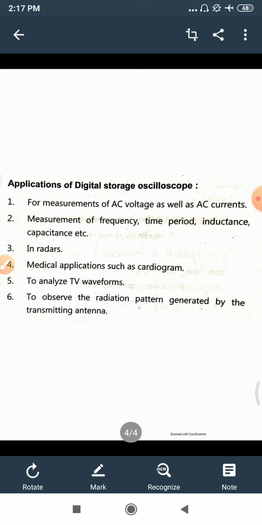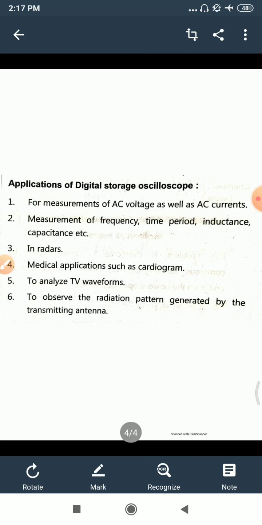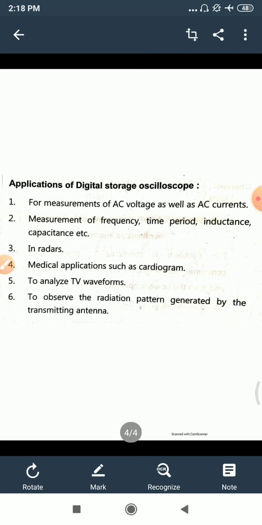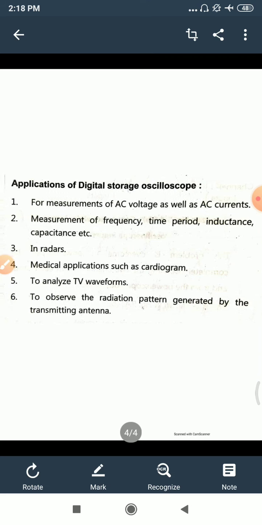It is mostly used in radar systems. Again, in medical applications it is used for plotting cardiograms, which relate to cardiac disease. Next one is to analyze TV waveforms. Whatever the sound signal, or audio signals and video signals, these can be analyzed by a DSO, that is the digital storage oscilloscope. Again, it is used to observe the radiation patterns generated by transmitting antennas. So it has a wide application in communication also.